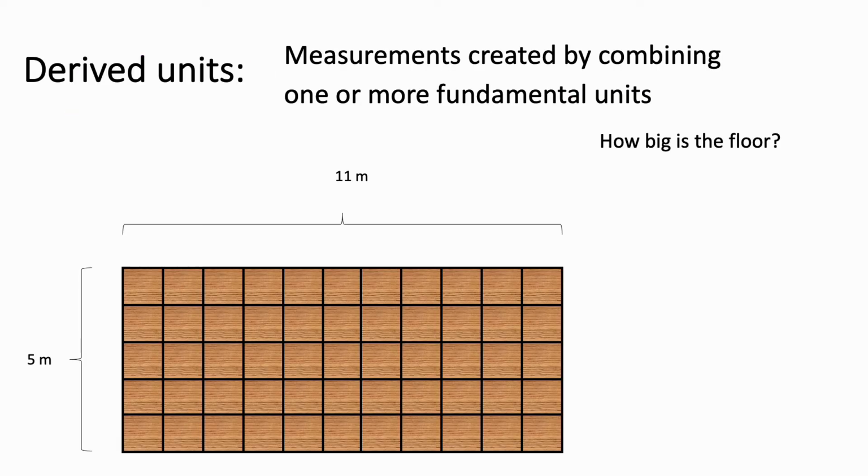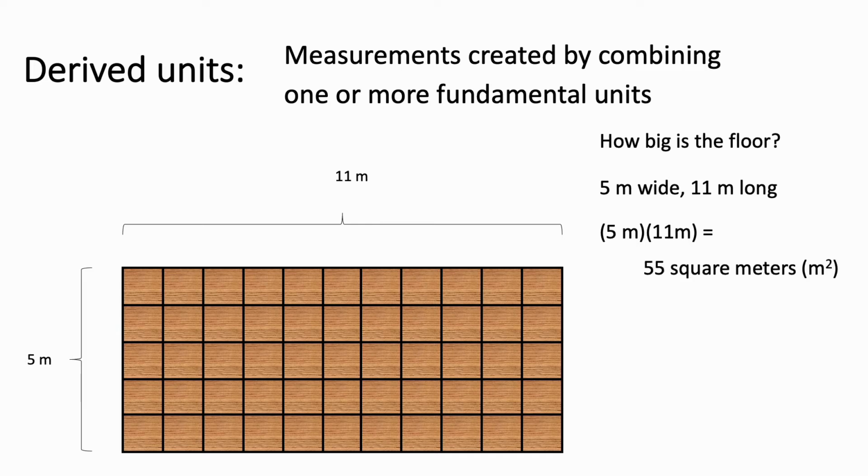So if you have a dance floor that you need to cover with some sort of flooring material, you want to know how big the floor is so you know how much to buy. The way that we have been taught to calculate this is just to take the measurements of the length and the width, 11 meters and 5 meters in this case, and multiply them. Okay, so if someone asks you how big is the floor, you're going to multiply those two measurements, 5 meters times 11 meters, and that turns out to be 55 square meters.